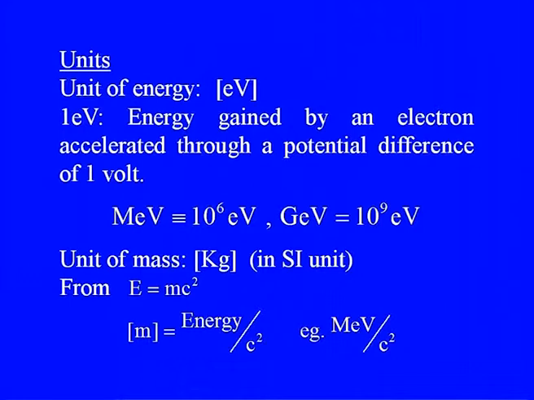What about the mass? Normally you would measure everything in grams or kilograms; kilograms is the SI unit. However, if you consider the expression E equals mc squared, you can very well measure mass in terms of energy divided by c squared. Then you can measure mass in terms of, for example, MeV by c squared or eV by c squared or GeV by c squared. That actually helps a lot.